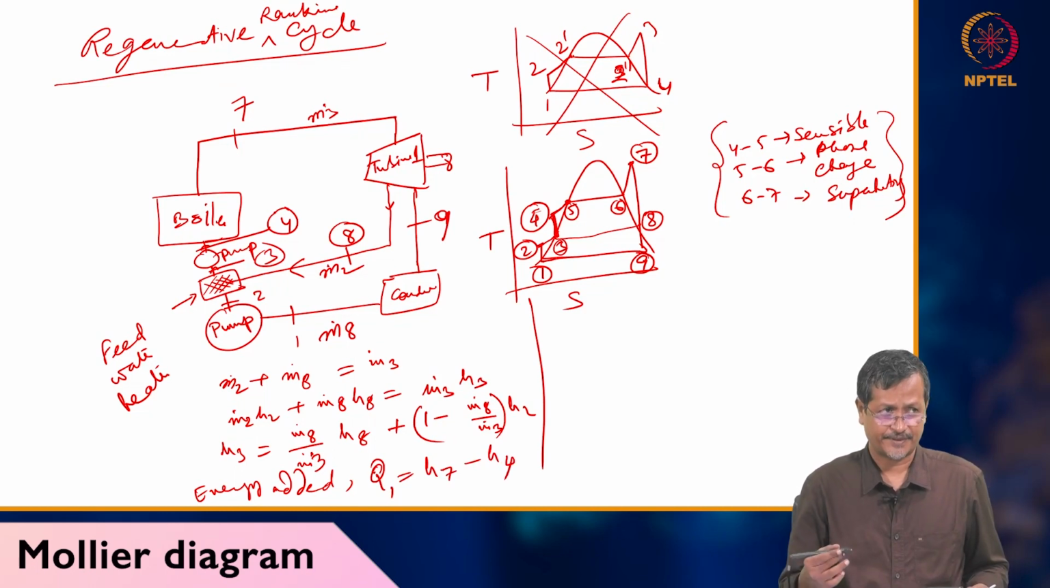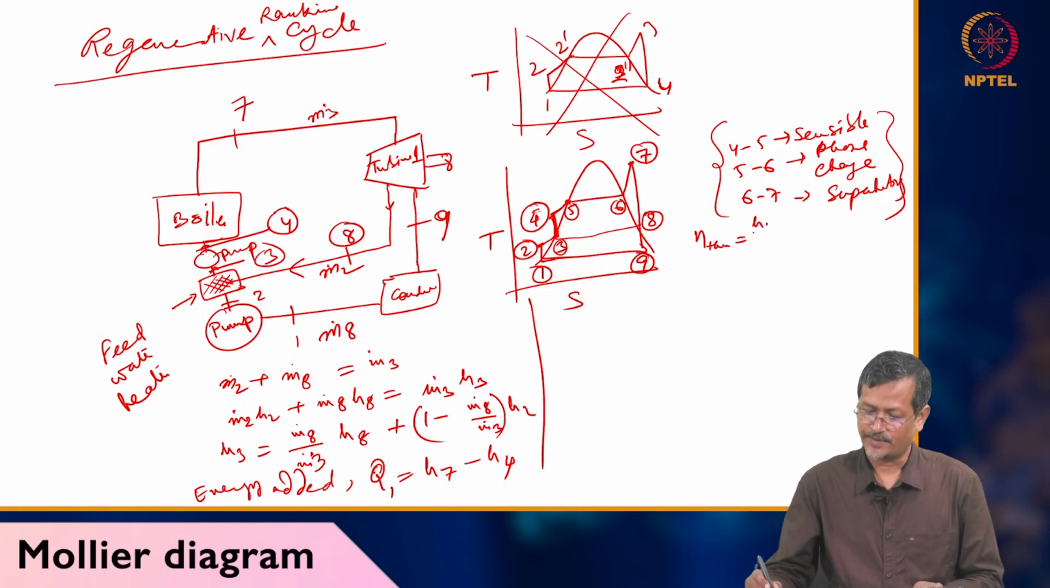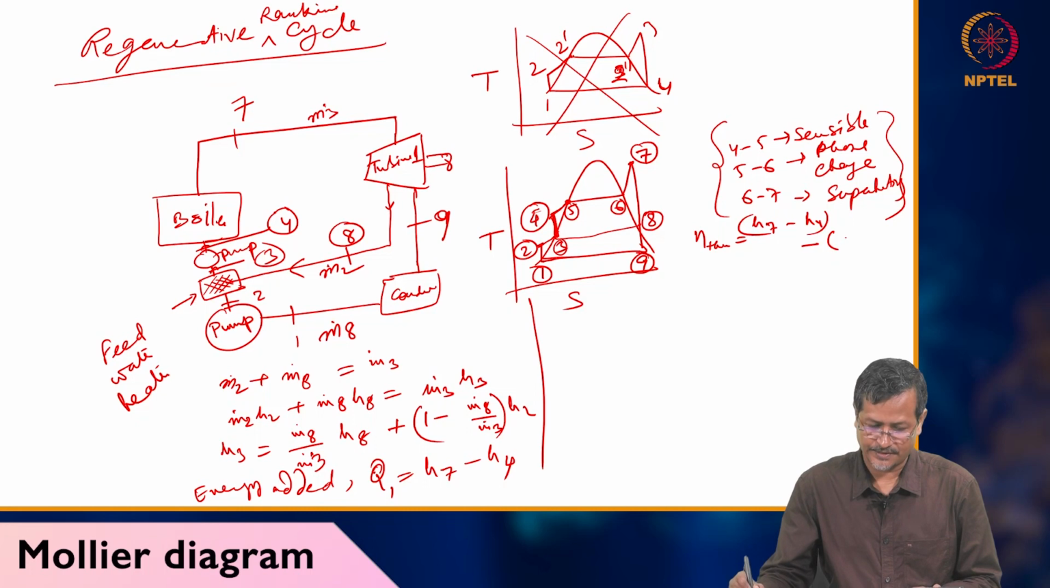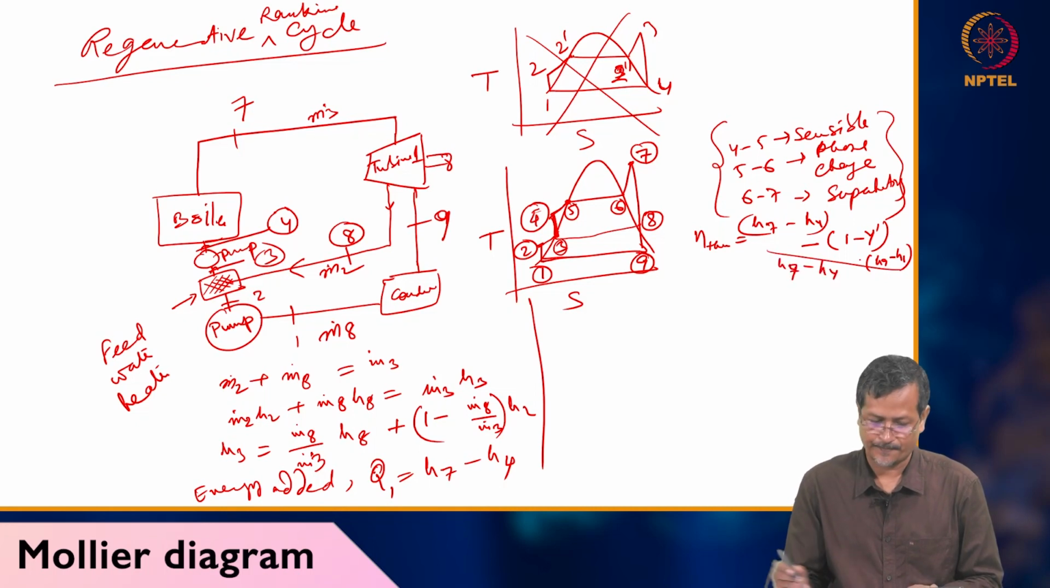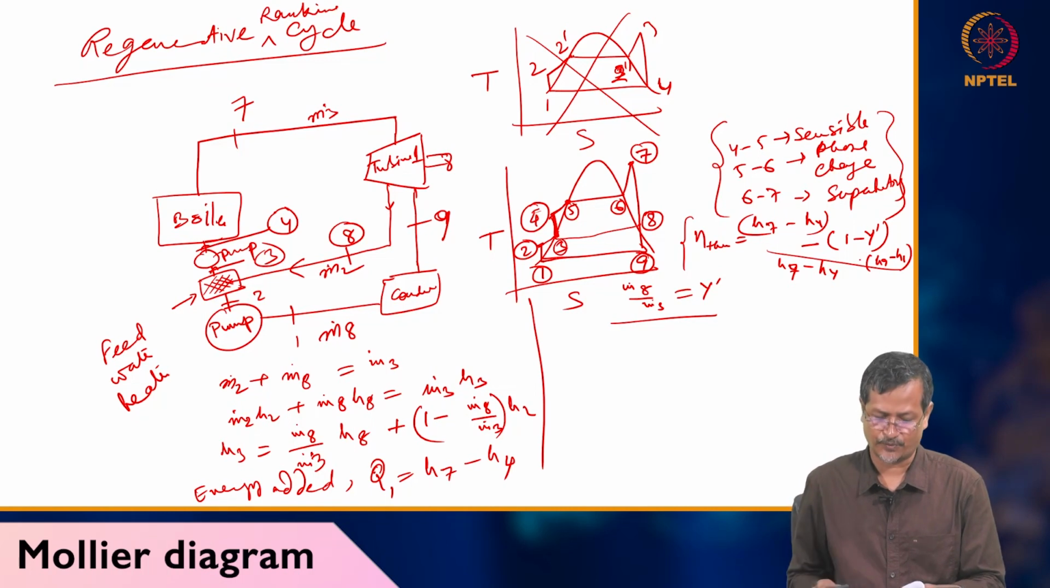So this much energy is added by the boiler. Thermal efficiency, eta thermal, equals (H7 minus H4) minus (1 minus y dash) into (H9 minus H1), whole divided by (H7 minus H4). So y dash is the ratio M8 by M3, called y dash. If I do not give some parameter, you can calculate it from this formula.